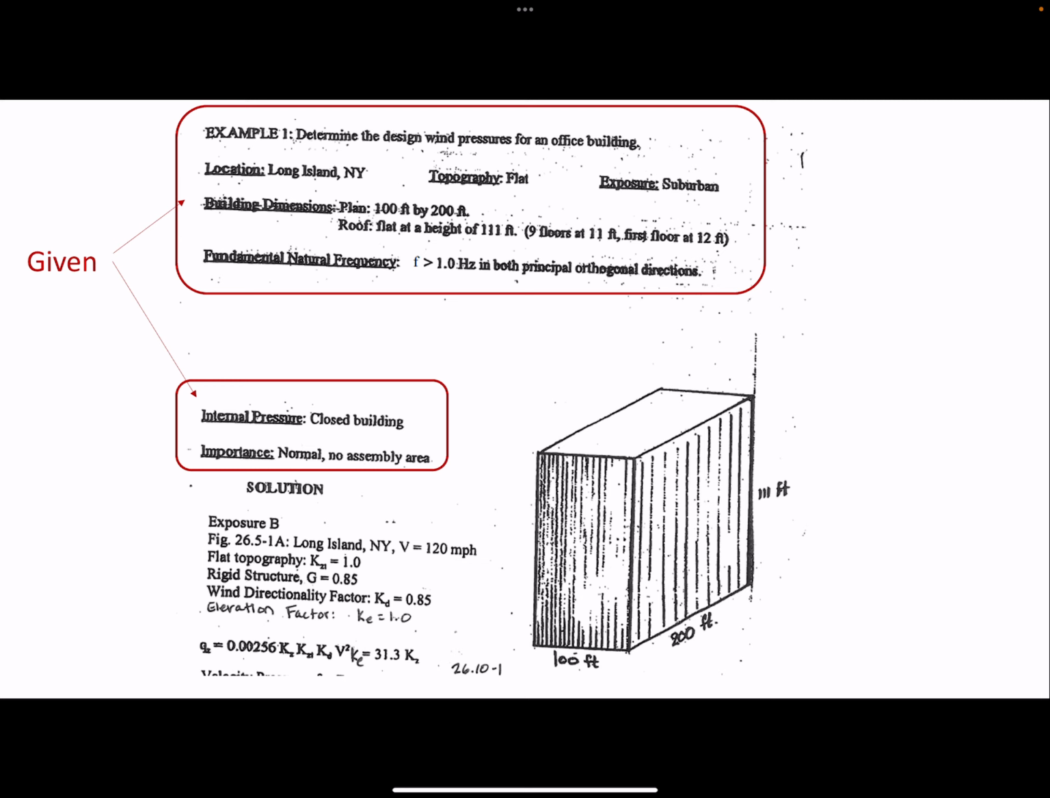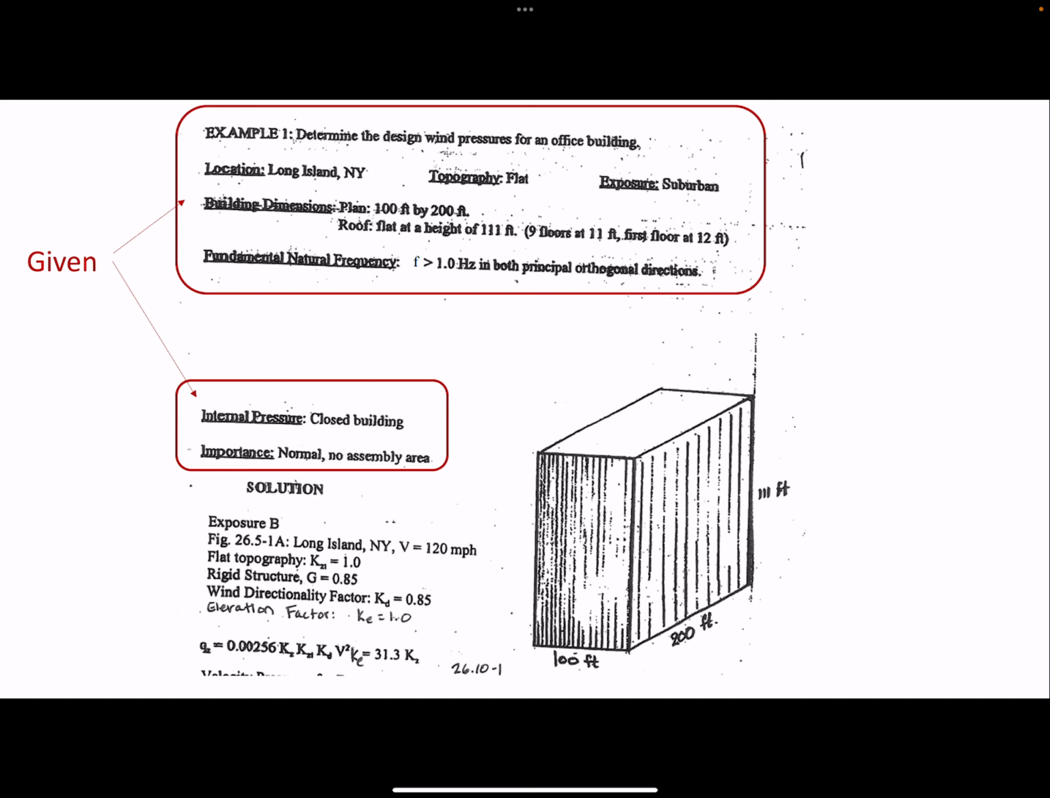Let's see, what else? All right, we're told that the fundamental natural frequency is greater than 1 hertz in both principal orthogonal directions. That just tells us that it's a rigid structure, so we can use that G gust effect factor is 0.85. We're told that it's a closed building, right? So that's the enclosure classification. That tells us what internal pressure coefficient we're going to use.